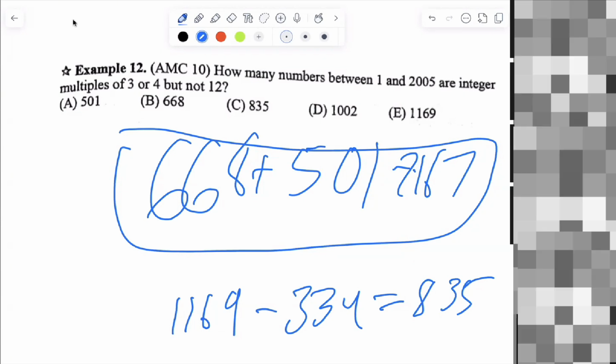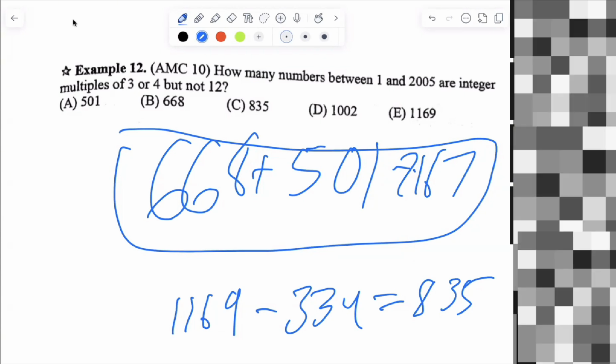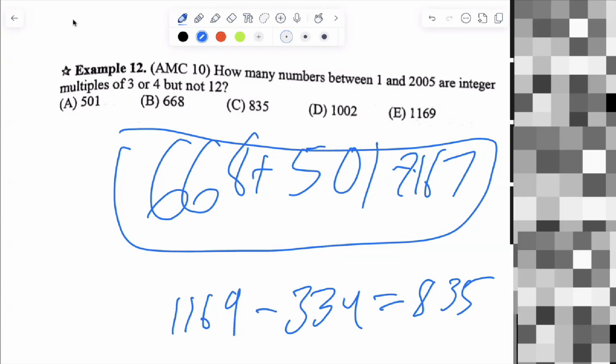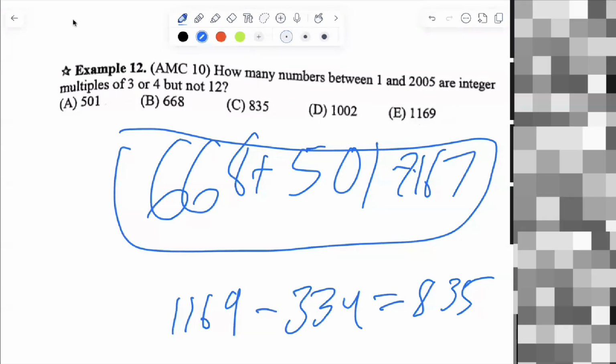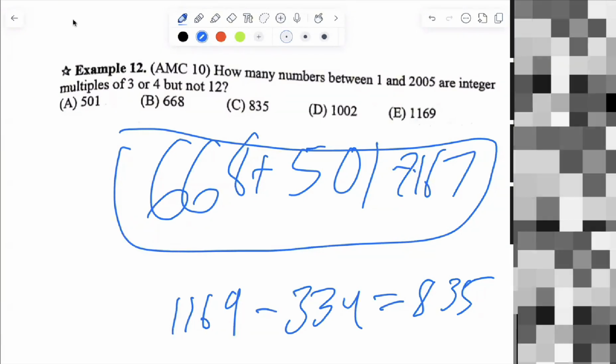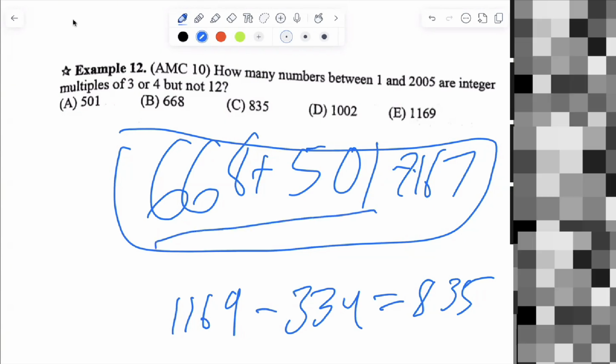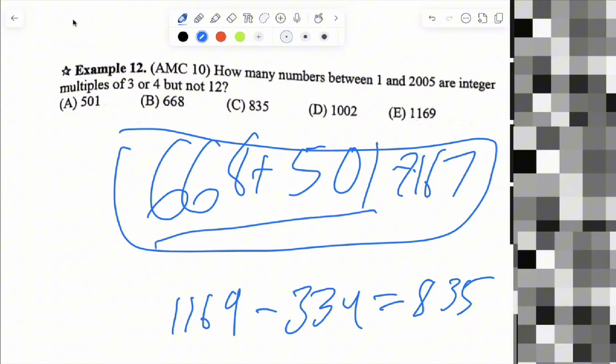Right? Then we do 1,169 minus 334, because we had to subtract twice the multiples of 12 to get rid of the multiples of 12. And we added this up. And we just get 835 as an answer, or C.